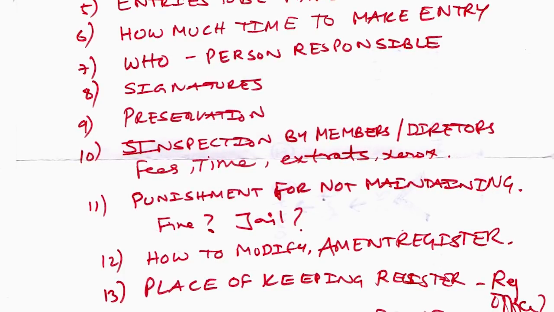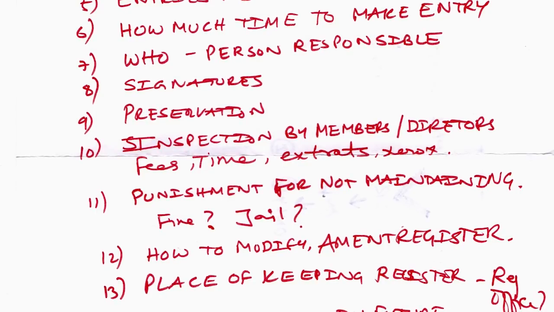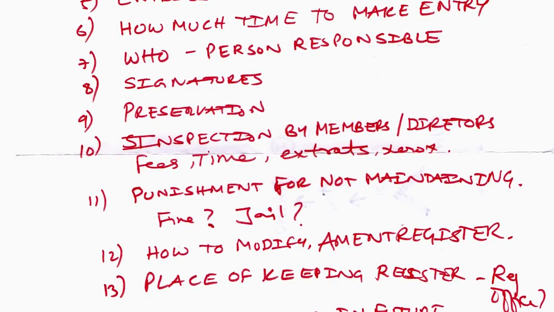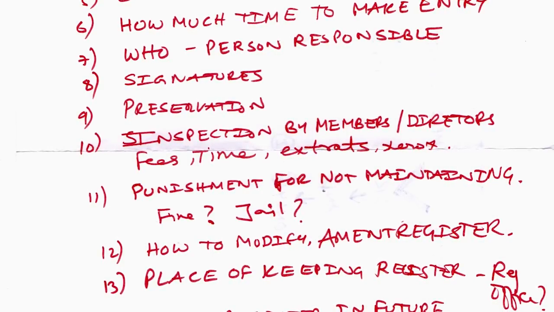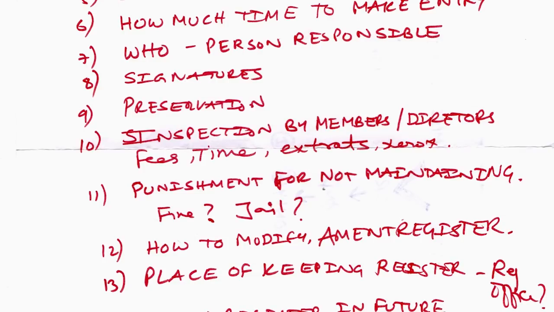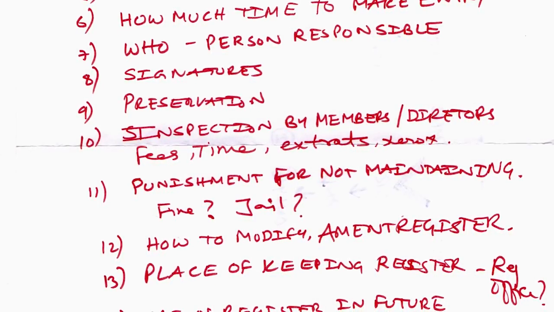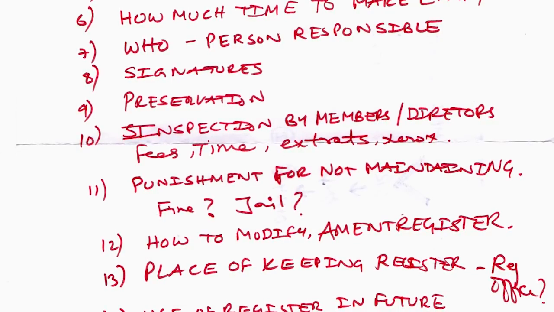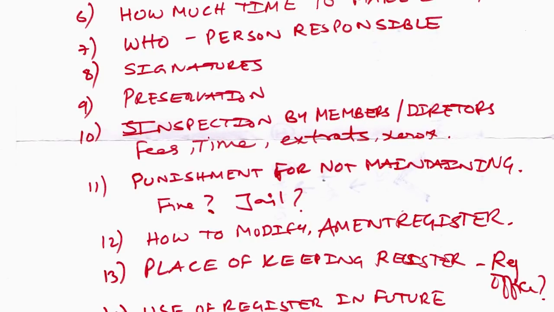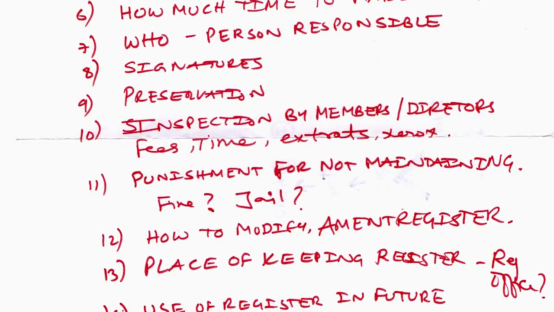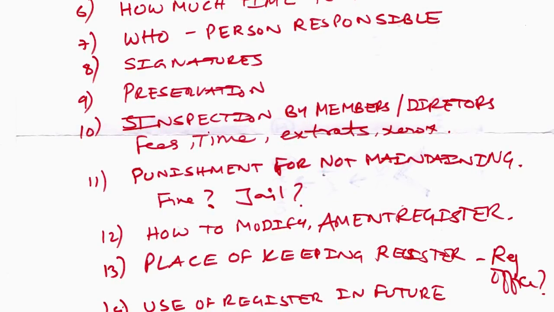12th point is how to modify the register. For example, my name is Alok. In the register, the spelling is wrong. So they have put ALOK is the correct spelling, but they have put ALOC, that is the wrong spelling. So how do I make an amendment in the register? What is the procedure for register of members? Same way, for every register there is a procedure for modification, and in some registers you cannot. So you should know for every register how to modify and who is responsible, what is the procedure. That is the 12th point.